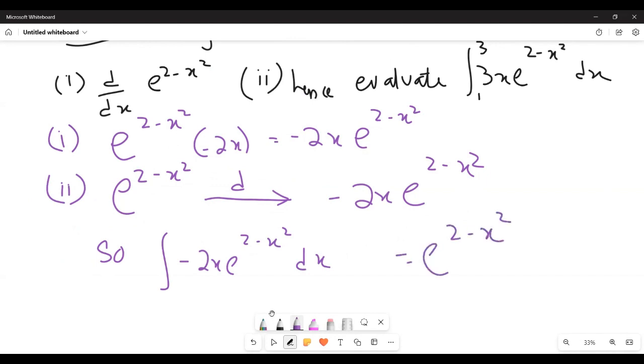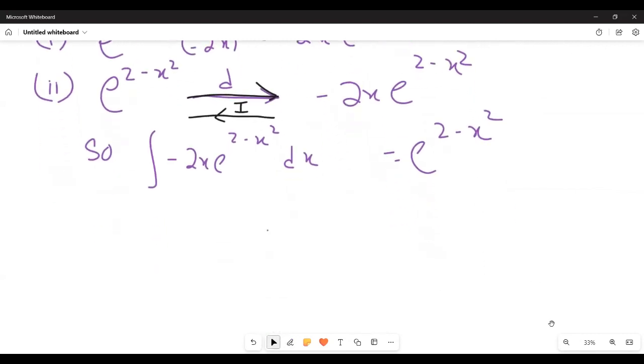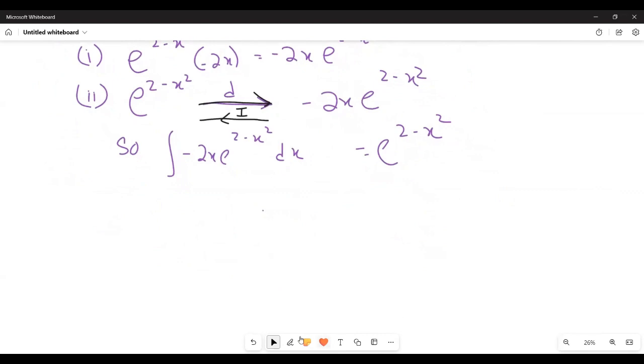e^(2 - x^2). So if differentiation goes this way, then integration goes backwards. That's why when you integrate -2x e^(2 - x^2), you should get e^(2 - x^2).